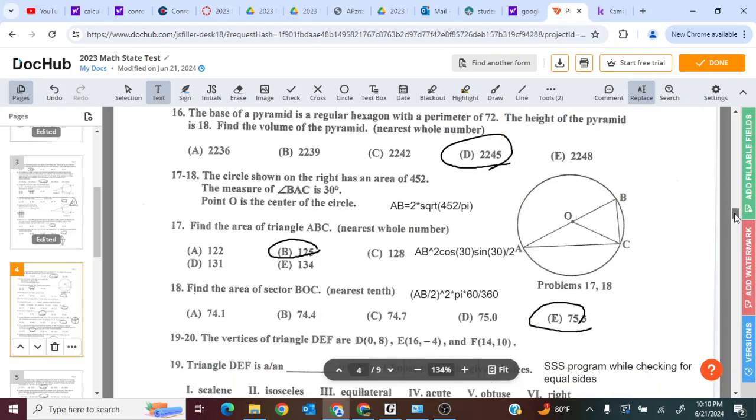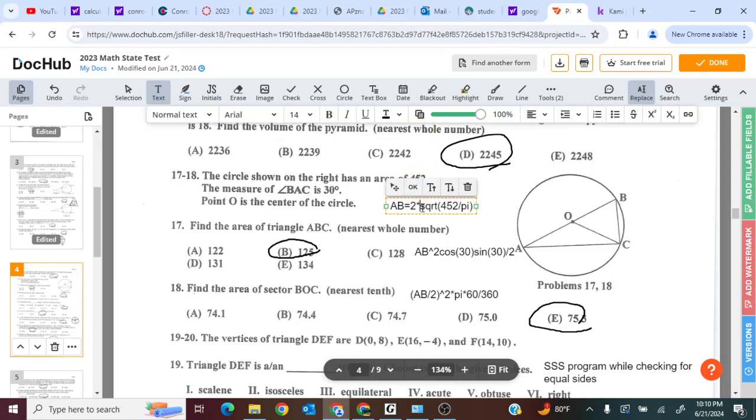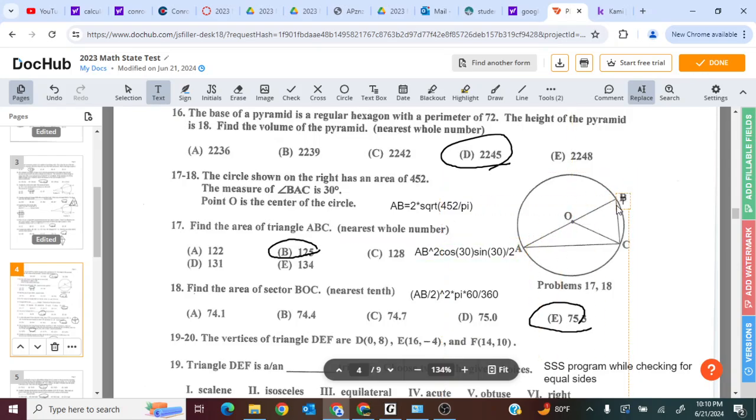Okay, 17 to 18. The circle shown has an area of 452. BAC has an angle of 30 at the center. Find the area of the triangle. Well, first off, you need to figure out what AB is. You have the area of the circle, so simply solve for your radius, the square root of 452 over pi, and multiply by 2 to get AB.